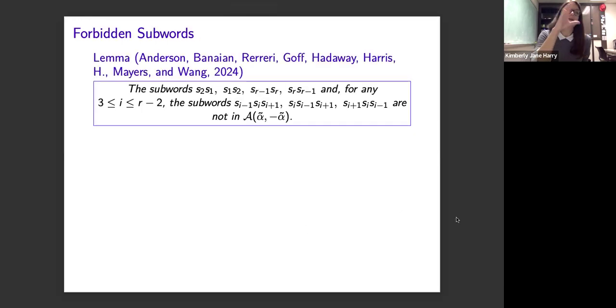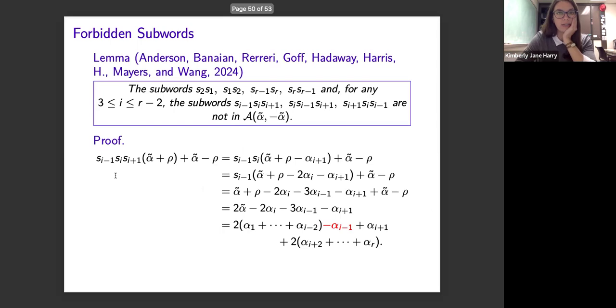Also, we wanted to know what was allowable, but we also want to know what words, or what subwords, are forbidden. So here we have this theorem where we look at all the different possible s combinations that would cause problems in my alternation set. If I apply something that has this subword, I know that that won't work. So let's look at one of them, where I'm looking at s_{i-1}, s_i, and s_{i+1}.